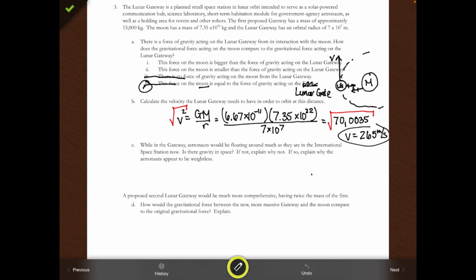It is falling towards the moon, but it's moving to the side. In fact, the astronauts are floating around. This is because there is gravity in space, but the gateway and the astronauts are falling at the same rate. It's kind of like if you were in the Tower of Terror ride. The ride is falling, you're falling. There's obviously a weight acting on you, but because you're falling at the same rate as your surroundings, you appear weightless. This apparent weightlessness means that the normal force is zero as you fall.